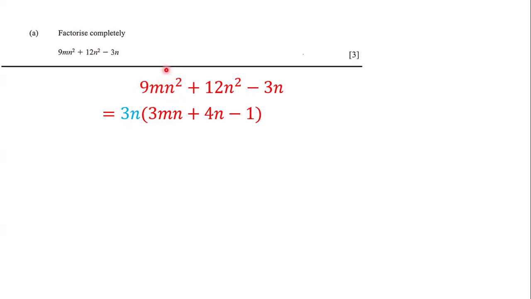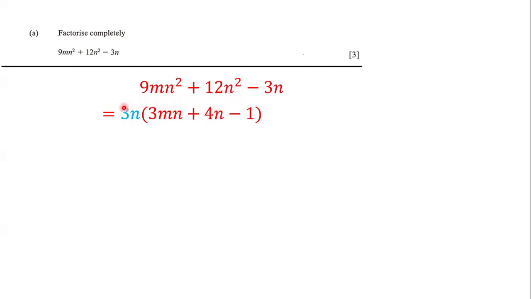And so that's good. Now we have to go into this term. And we ask ourselves, what times 3 gives me 12? Well, 3 times 4 gives us 12. And so that's why we have the 4 here. And we say, what times n gives me n squared? Well, n times n gives us n squared. And so that's good. So that's why we have the 4n here.